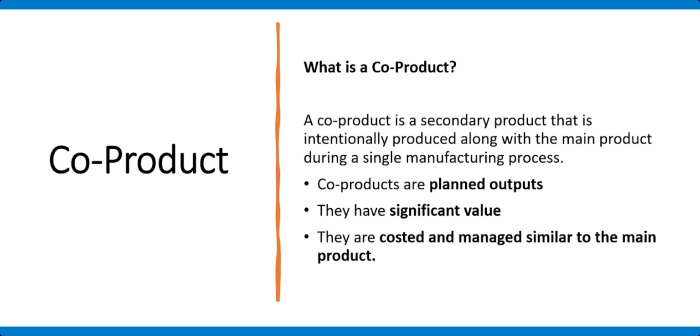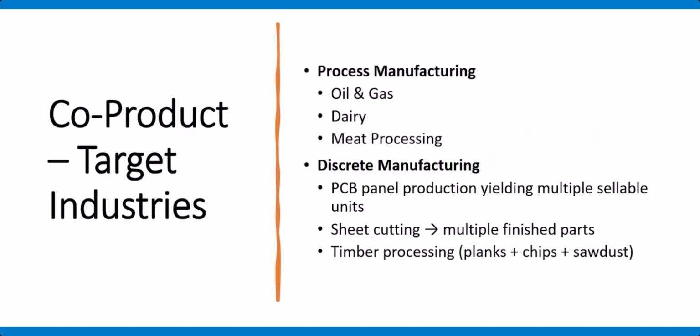A co-product is a secondary product that is intentionally produced along with the main product during a single manufacturing process. Co-products are planned outputs. They have significant value. They are costed and managed similar to the main product. Co-products are common across multiple industries, like in process manufacturing, oil and gas, dairy, meat processing. In discrete manufacturing, PCB panel production, sheet cutting, timber processing.